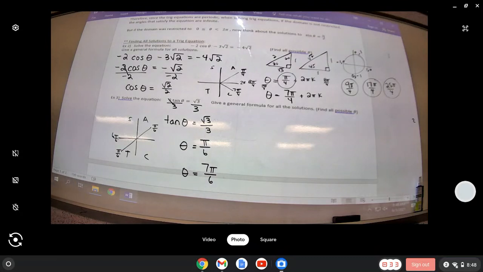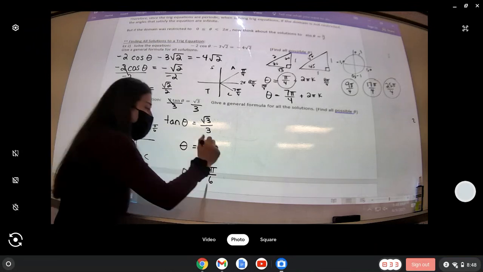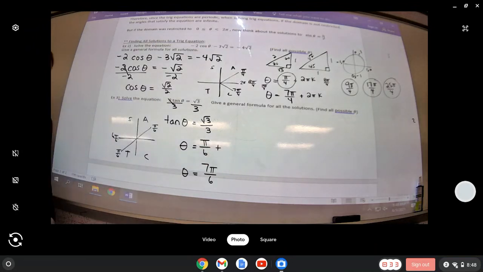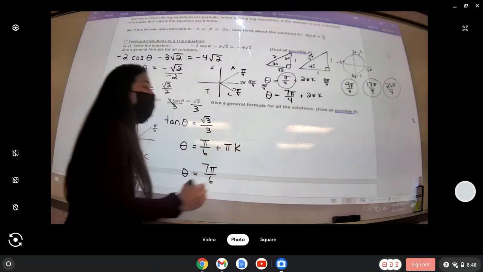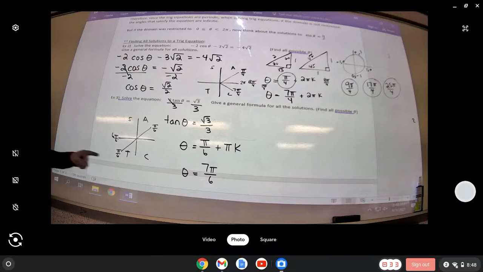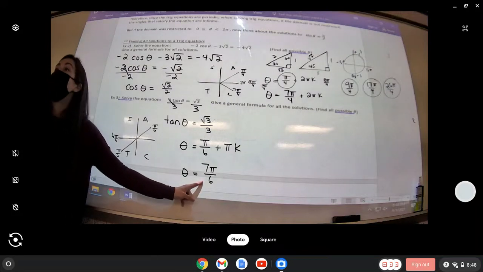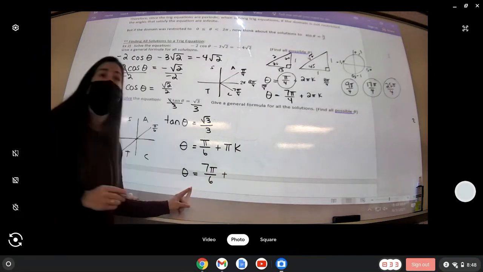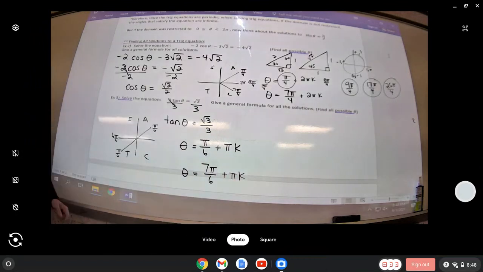Now, because they didn't restrict it, we have to give a general formula. So I could land at this angle plus the period away from him is another answer. And what was the period of tangent? Pi times k revolutions. And the same thing here. If he's an answer, a period away from him is another answer because it'll land in the exact same spot. So what's the period of tangent again? Plus pi times k revolutions.